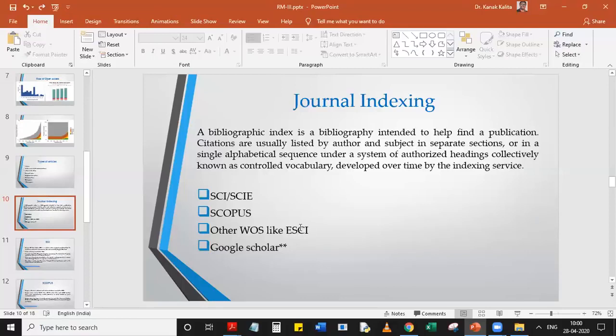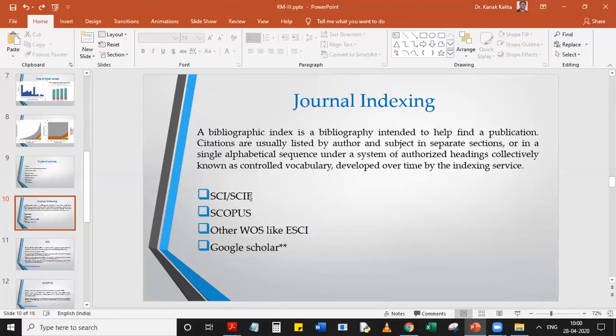So ESCI is like a stepping stone for entering into the SCI and SCIE list. SCI stands for the Science Citation Index, and SCIE stands for the Science Citation Index Expanded. These by far are the most reputed indexings that are available in the scientific community.